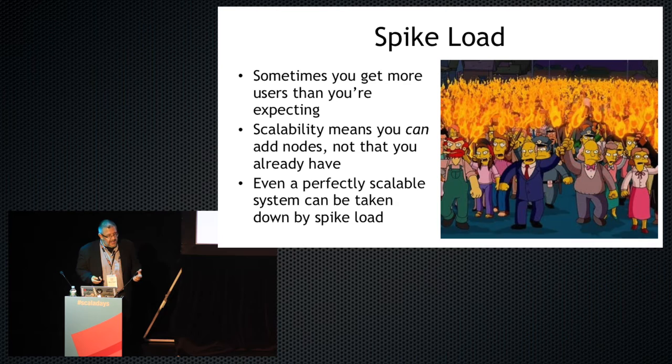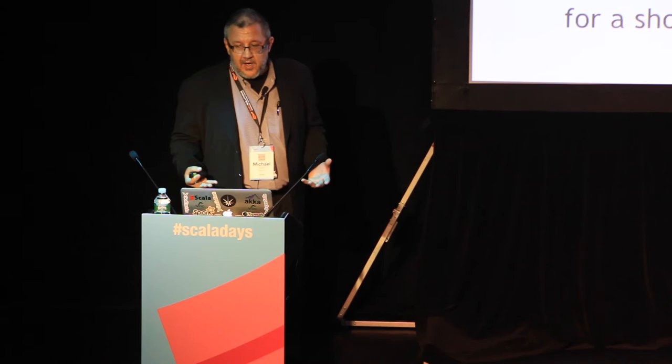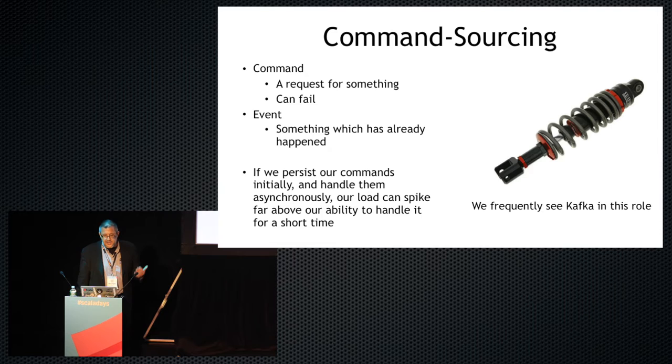So some of the specific techniques we've seen to try to handle that are you put shock absorbers in your system, so to speak. We frequently see Apache Kafka in this role, for instance. Command sourcing is one way to go about this. If you differentiate a command, which is a request for something which could fail, that is supposed to happen in the future, from an event, which is the recording of something that's already happened, it's in the past, then command sourcing is essentially like event sourcing, except the other way around. The original command to the system is actually what you persist. Then you handle it after you've persisted it. That way, if spike load starts to happen, you can decouple those two temporally and say, great, we're going to record commands as fast as they come in, but we're going to process them a little later. So the shock absorber returns to normal size.